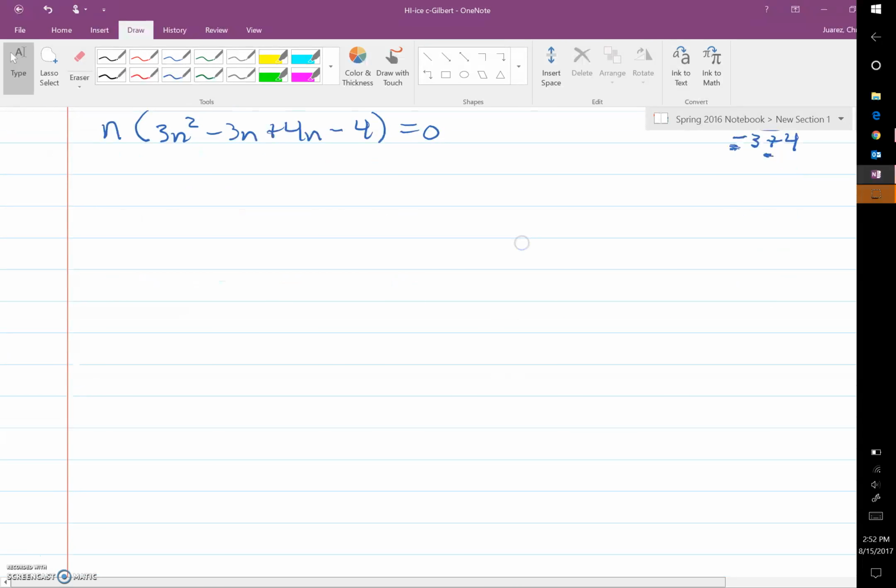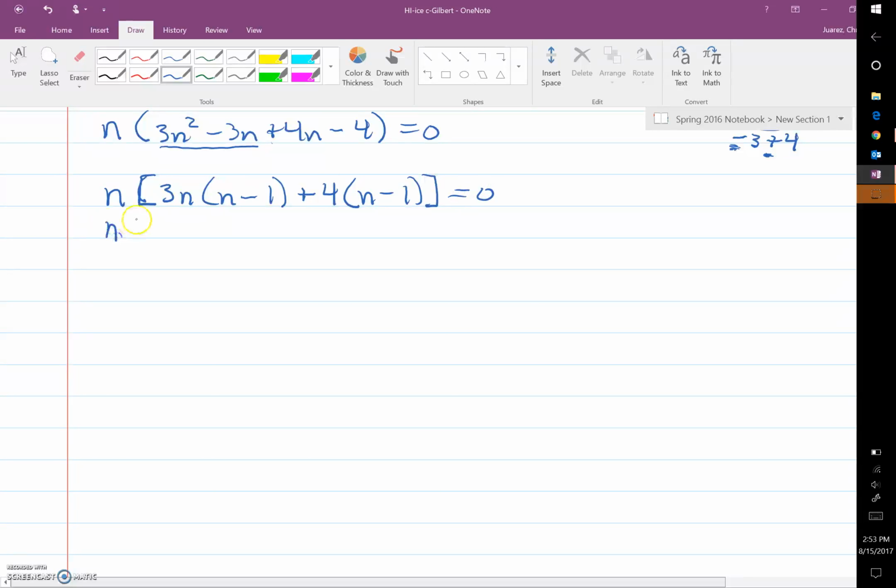Now I just need to factor these by grouping. So I'm going to factor these two. Remember to keep that n on the outside. Do not lose him. He's very important. So I can factor a 3n out of both of these. That leaves me with n minus 1. Remember, just bring down whatever this sign is. So that's a positive. I can factor out a 4. That leaves me with n minus 1 equals 0.